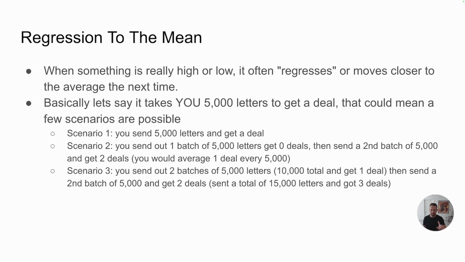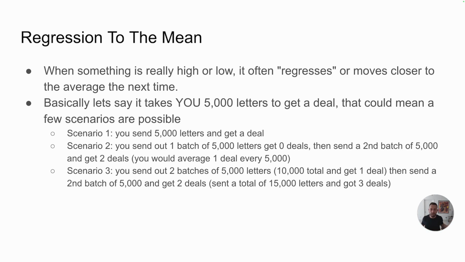I want to talk to you about a concept called regression to the mean. This is extraordinarily important anytime you're dealing with statistical sets of numbers. Like when we're talking about KPIs, like, hey, you should get a deal every 2,500 to 5,000 mailers, we're talking about a statistical set of numbers. You have to understand what regression to the mean is. It's a statistical term, so I'm going to make it very simple. When something is really high or low, it often regresses, or moves closer to the average, the next time. Let me explain what I mean by that.